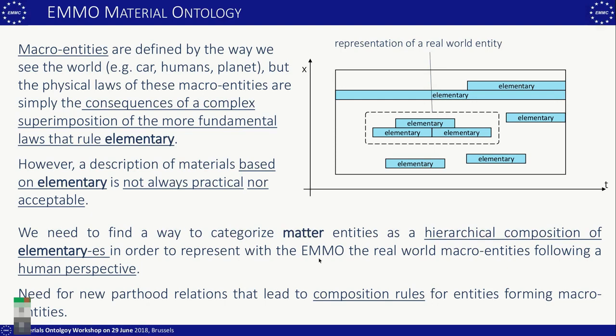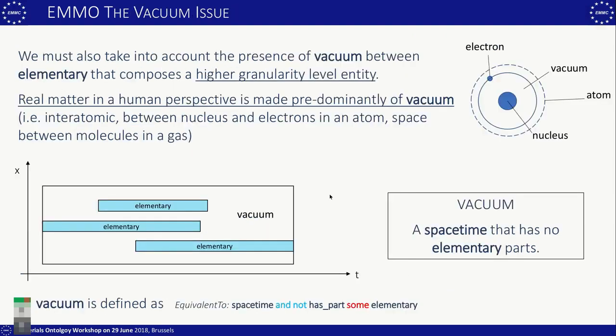So we need to find a way to categorize matter, generic matter entities, as a hierarchical composition of elementaries, because we need to define macro entities following a human perspective. We need composition rules to define the group of elementaries. But we need also to take into account the presence of vacuum between elementaries that compose a higher granularity level entity. The classical example is the atom, that is made mostly of vacuum instead of matter.